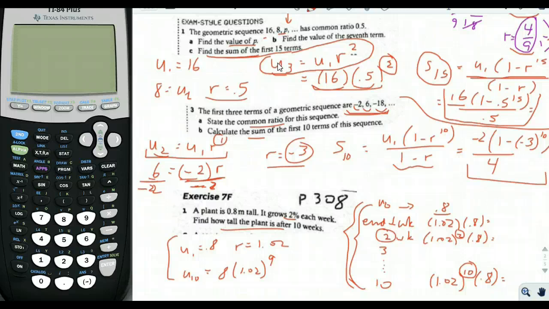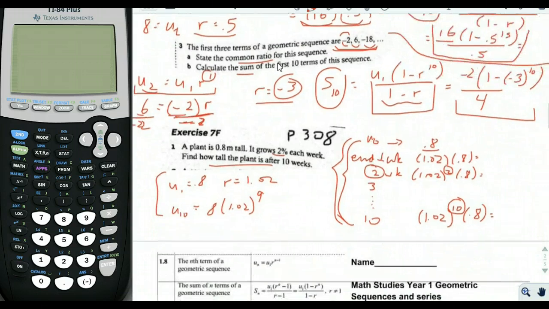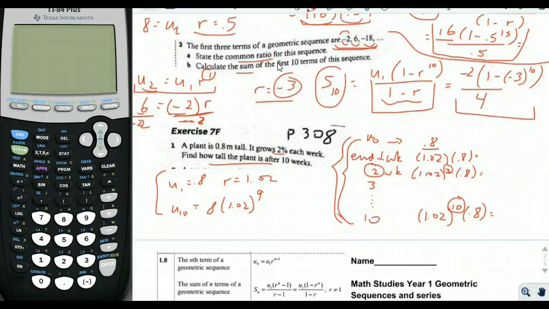Calculate the sum of the first 10 terms of the sequence. Well, that would be S10. What's the formula for S10? You just substitute n equals 10 into one of the formulas for Sn above. It could be either one, the one with 1 minus r or the one with r minus 1. They'll give you the same answer. And then you substitute in r equals -3 and U1 equals -2, and that'll give you the solution.